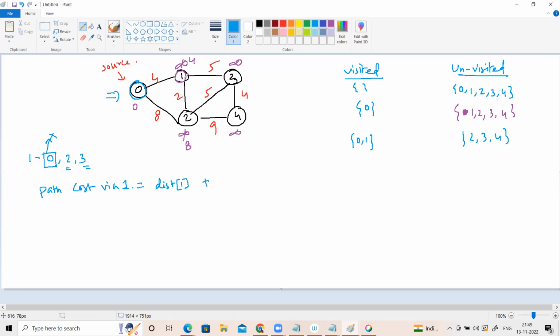the 1 to 2. So we will traverse from 1 to 2. So 1 to 2 distance. This is 4, and 1 to 2 is basically 2, so 6. Now we will check which is the minimum between 6 and 8. 6 is the minimum, so we will consider 6 over here. Okay, so we will honor this particular part.